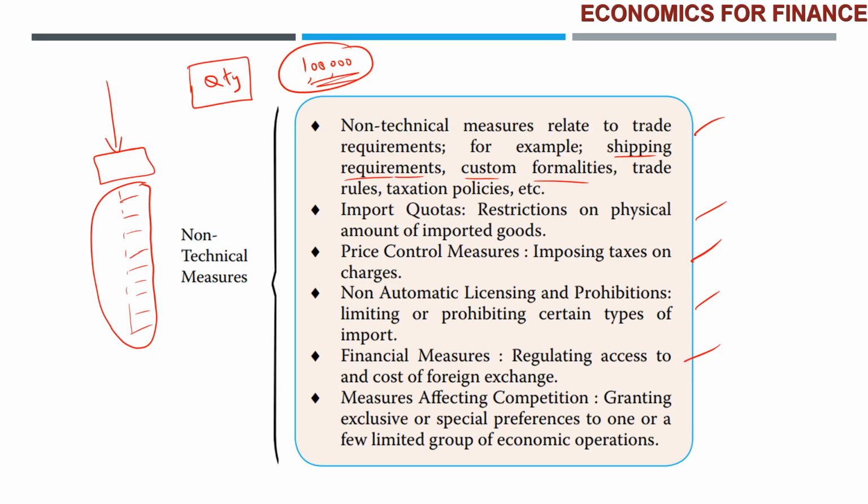Again, financial measures can be taken by regulating access to, and the cost of, foreign exchange. So foreign exchange, we will not make it available freely. We will make it difficult to deal with our foreign exchange. That is a kind of financial measure.